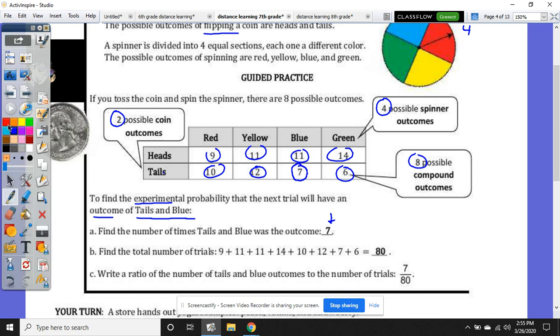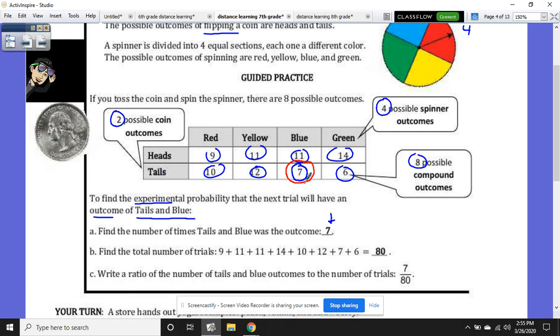And let me circle the 7 again in a different color because that's the one that we're looking at. You're going to add all those numbers together to find the total number of trials. So here, all of those numbers equals 80. Okay, don't forget the 7. Even though that's what we're looking for, you have to add that because that is part of the total.